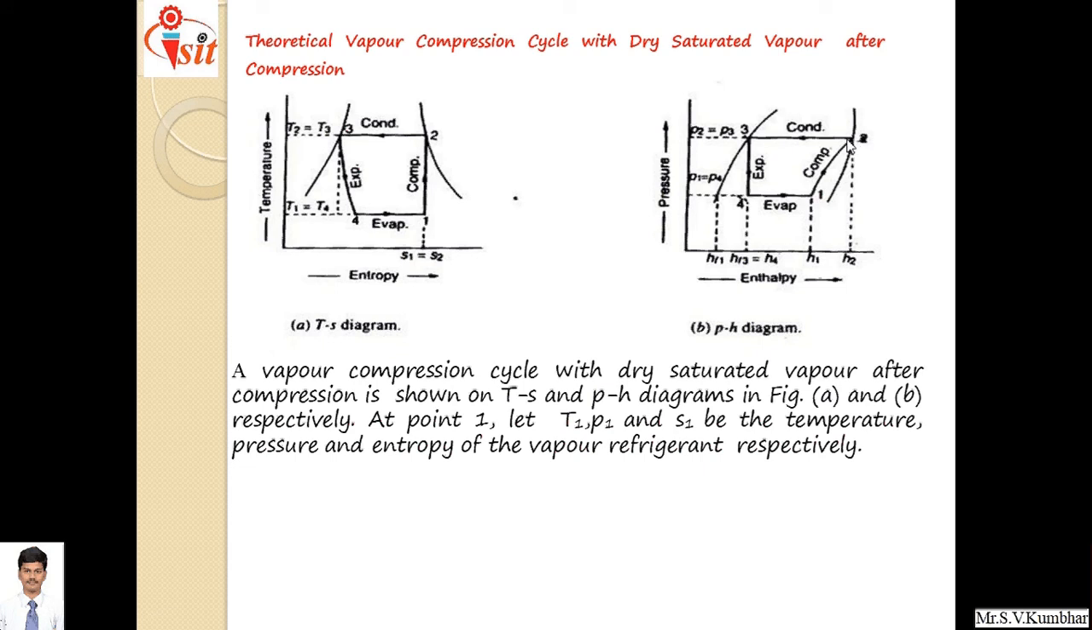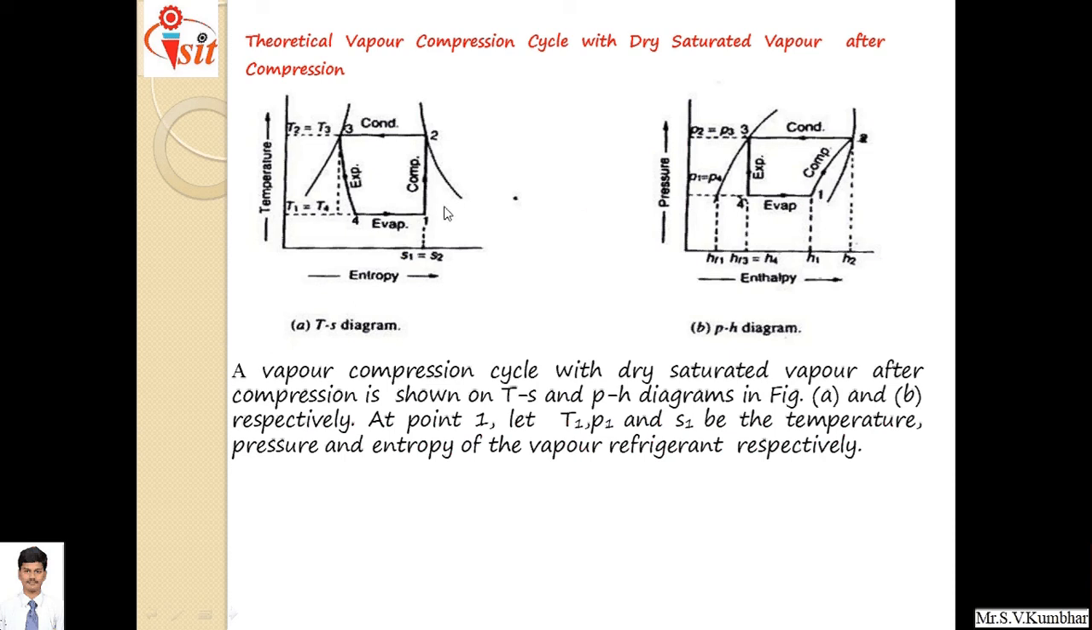Here, from 2 to 3, it is condensed at constant pressure. After condensation, it flows through the expansion valve where it is expanded. That's why the pressure drops. So low pressure, low temperature liquid refrigerant flows through the evaporator where heat is absorbed from the object which is to be cooled, and the cycle continues.